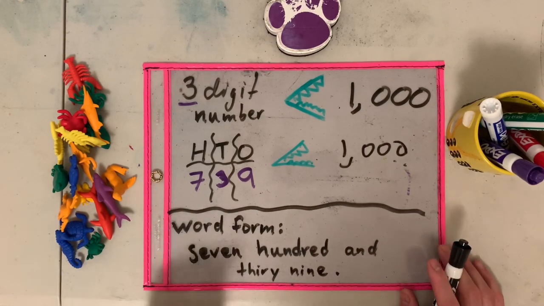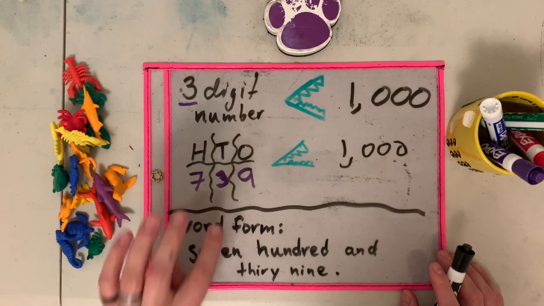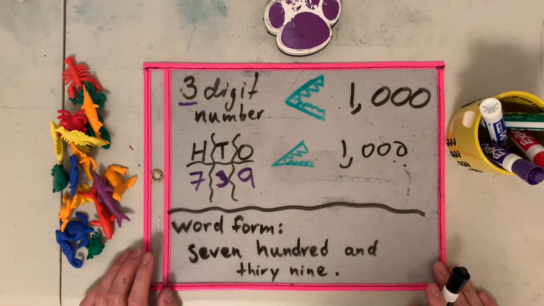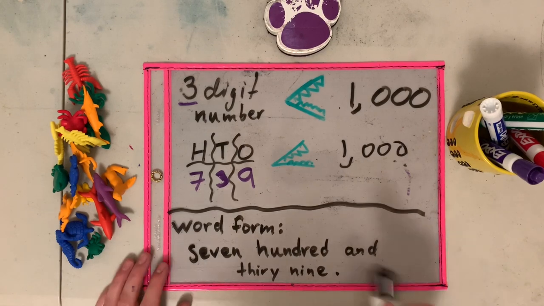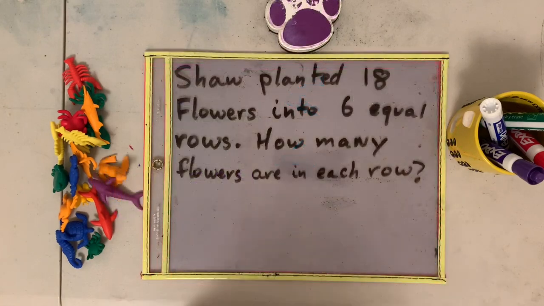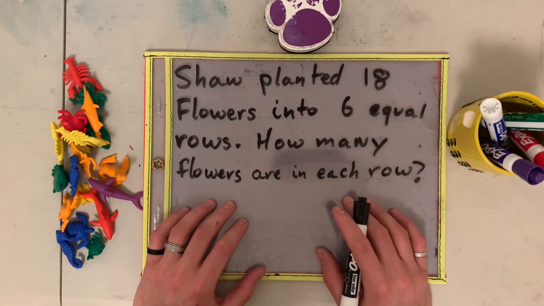Remember, you're doing the same thing, but with your own number. If you don't know which number to create, ask your mom, your dad, your brother, what are their favorite numbers, and put them in the hundreds, tens, and ones. Okay? Now, let's do the next part.